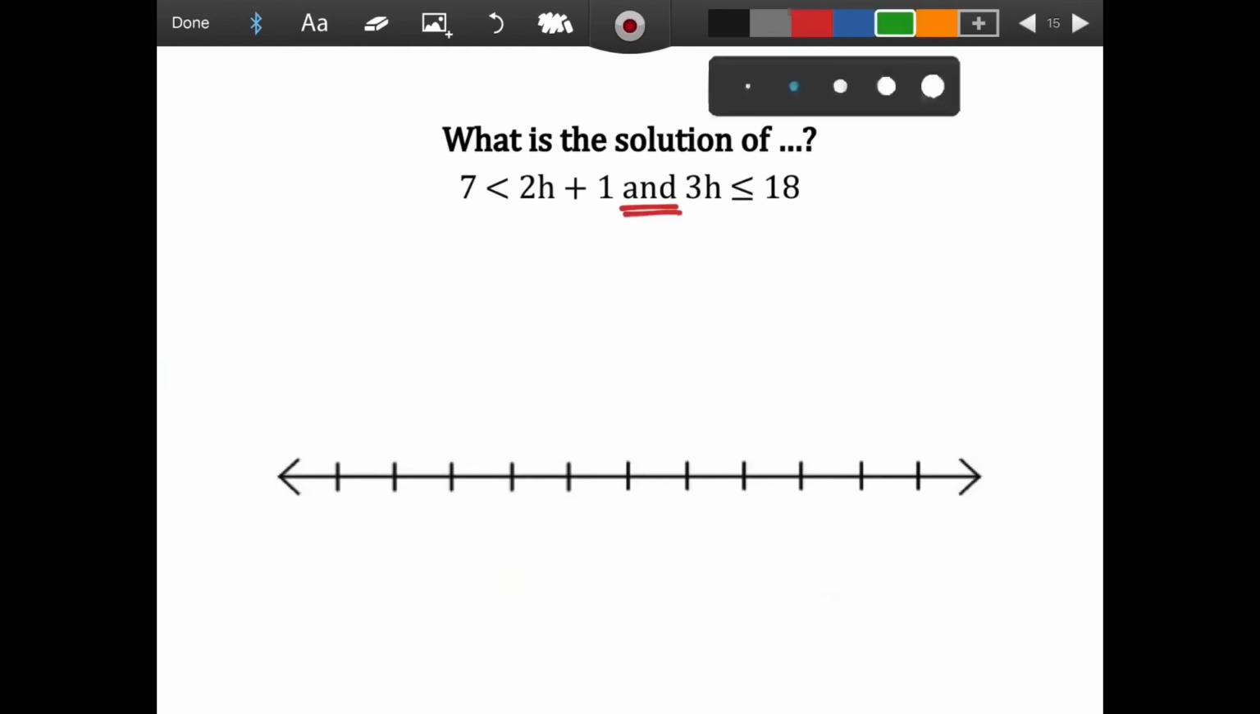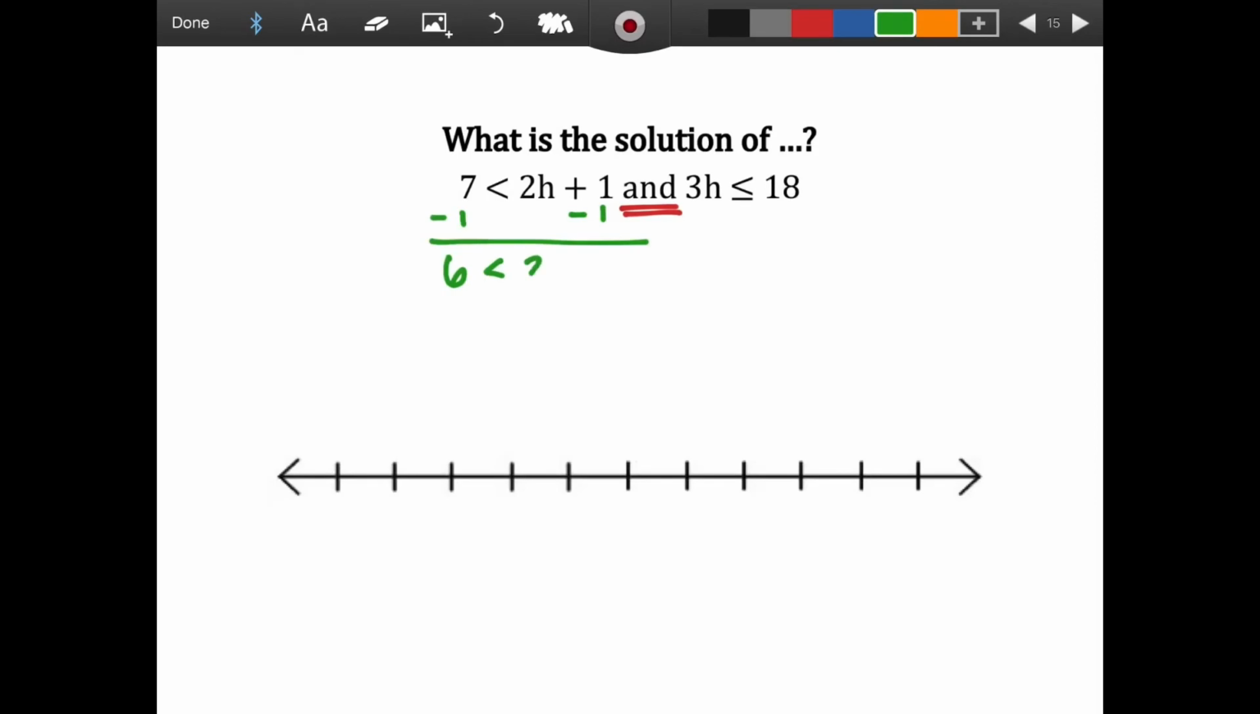First, we have 7 is less than 2h plus 1. We want to isolate 2h, so we're going to subtract 1 from both sides. When we do that, we have 6 is less than 2h. Last step to get h by itself, divide both sides by 2, and we have 3 is less than h. Or we can flip it around so that when we're reading it, it makes sense. So h is going to be greater than 3.